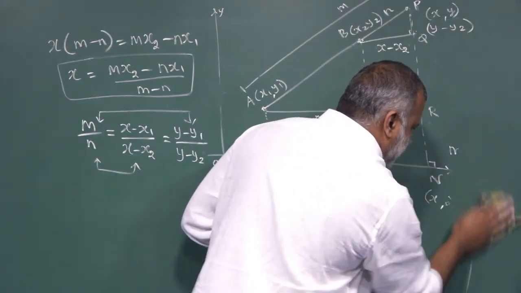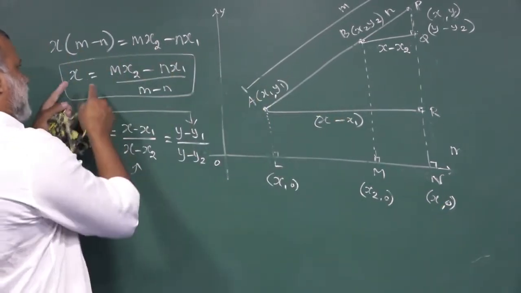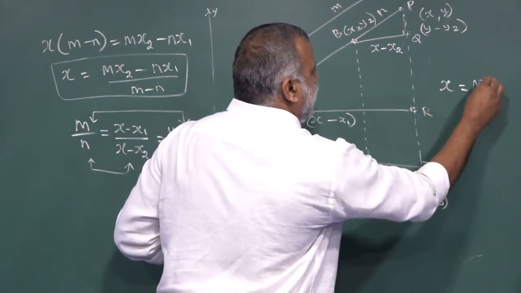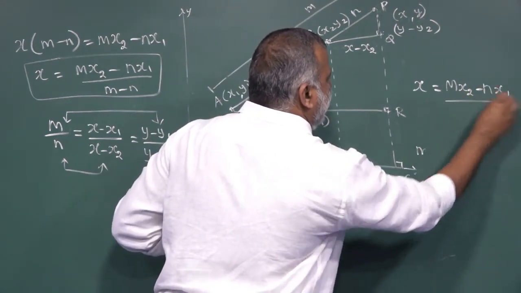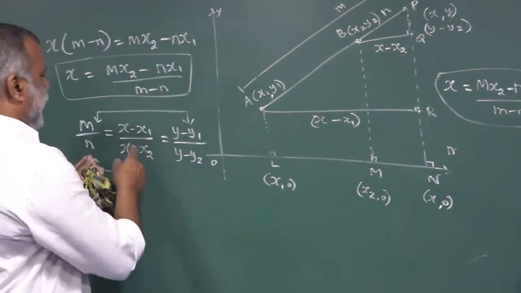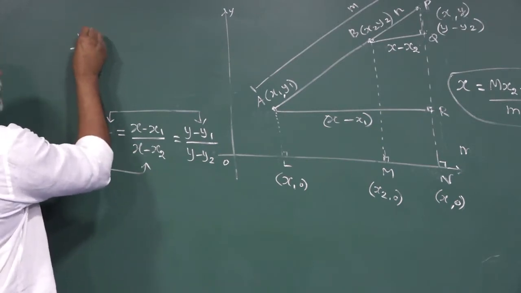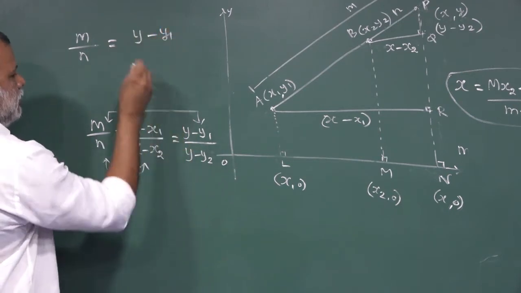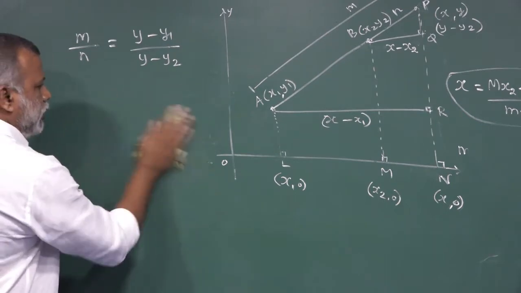See the same concept. We want to compare result number 1 and 2. The first result, I am writing the result here: x is equal to (m x2 minus n x1) divided by (m minus n). In the same way, now I am going to compare result number 1, m by n, that is, equating 1 and 3: (y minus y1) divided by (y minus y2). In the same process, we are going to work out.